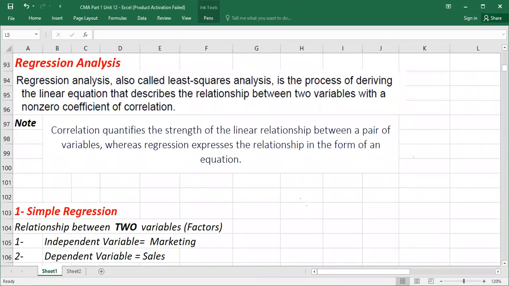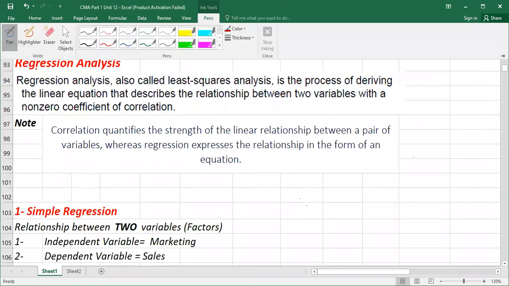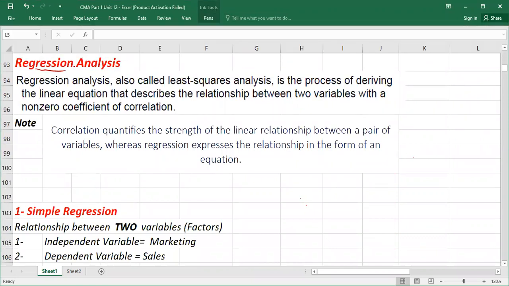So now we are going to talk about regression analysis. Regression analysis is also called least squares analysis. Understood? So you have to remember, guys, what is the difference between regression analysis and correlation? Actually, correlation quantifies the strength of linear relationship. For example, is there a relationship of 0.7, 0.8, or minus 0.6. So correlation quantifies the strength of linear relationship between a pair of variables. Understood? Whereas regression expresses the relationship in the form of an equation.